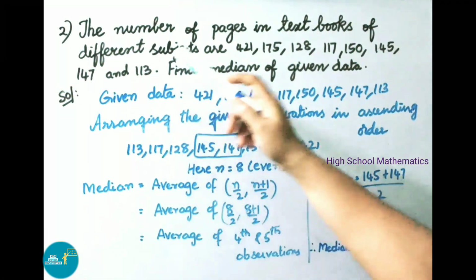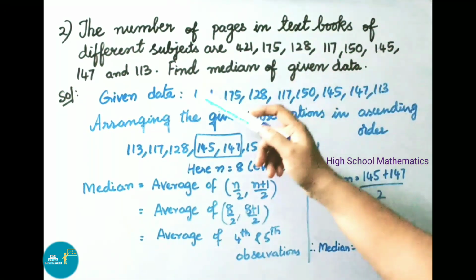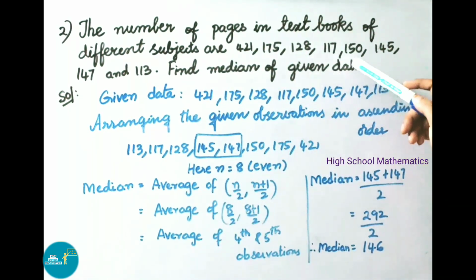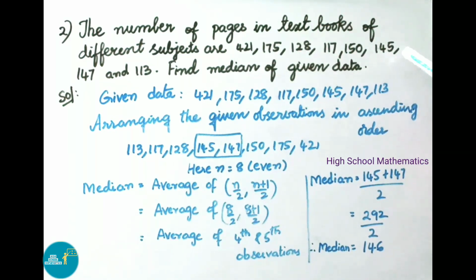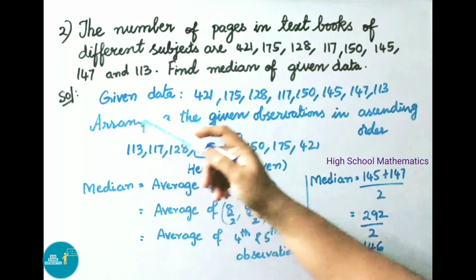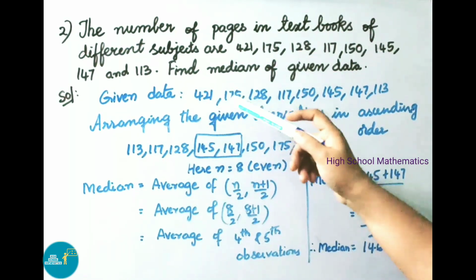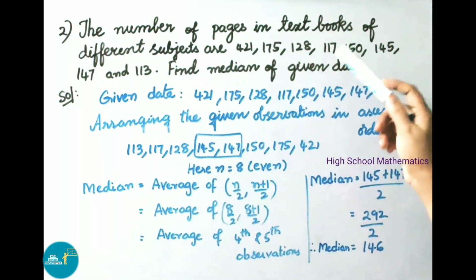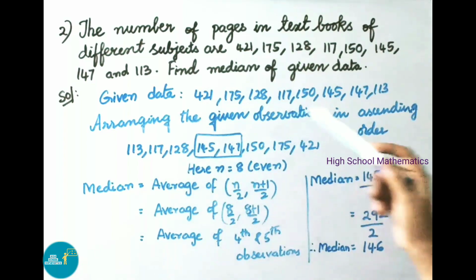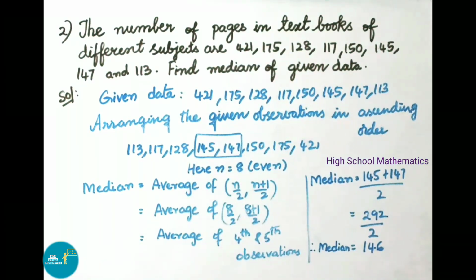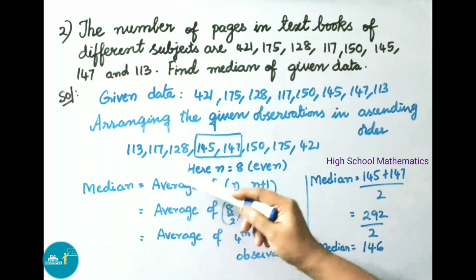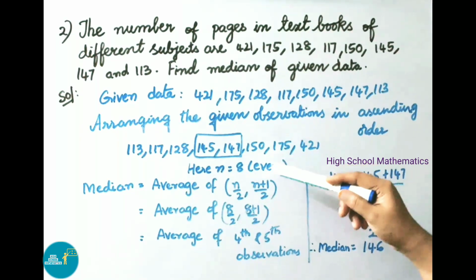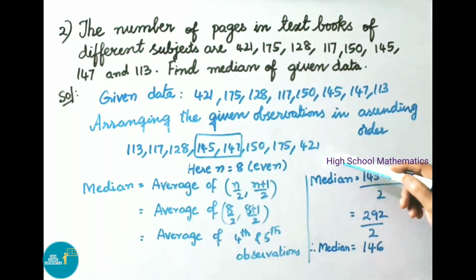See now question number 2. The number of pages in textbooks of different subjects are 421, 175, 128, 117, 150, 145, 147 and 113. Find median of given data. Let us see the solution. Given data is, we have entered given observations. Arranging the given observations in ascending order: 113, 117, 128, 145, 147, 150, 175 and 421.